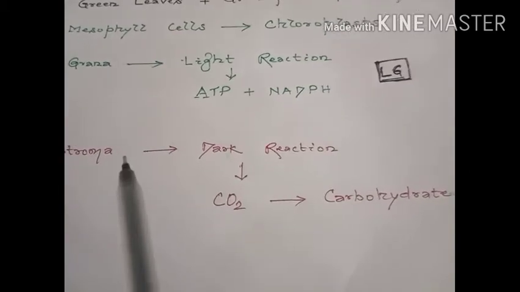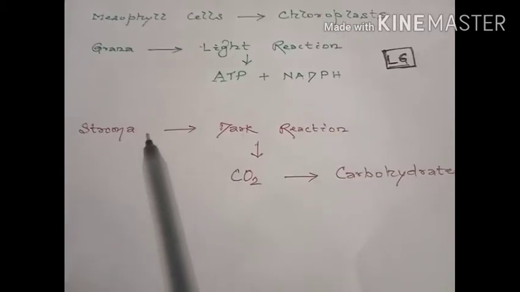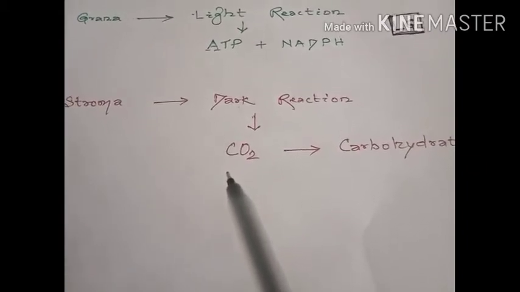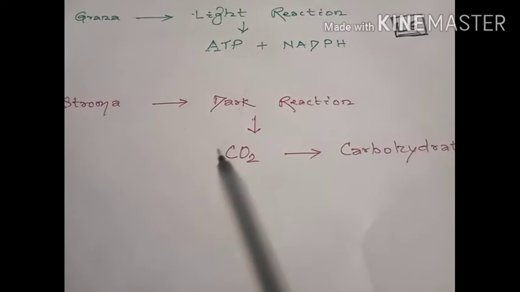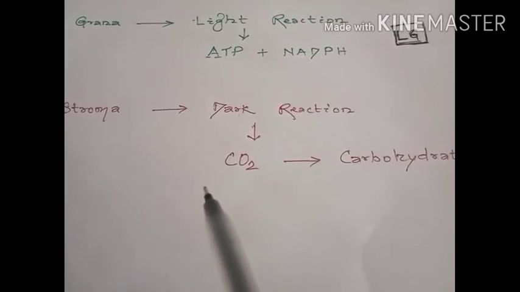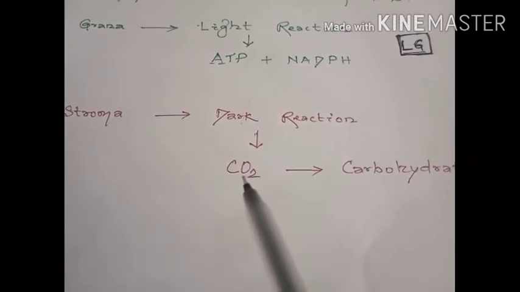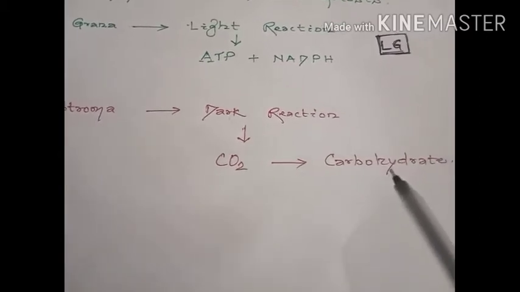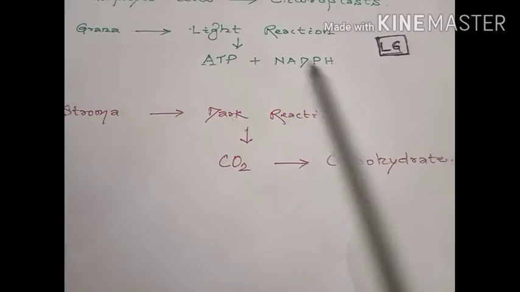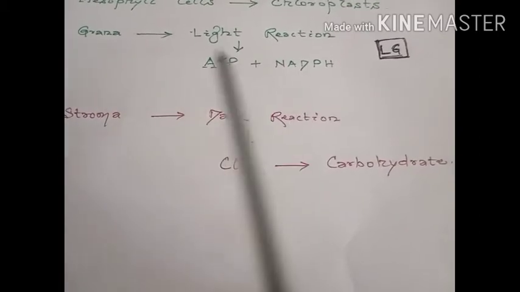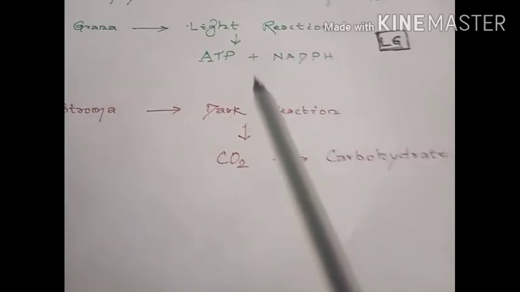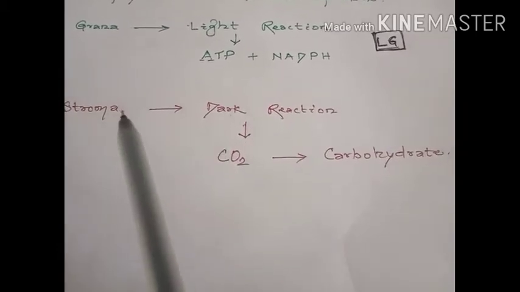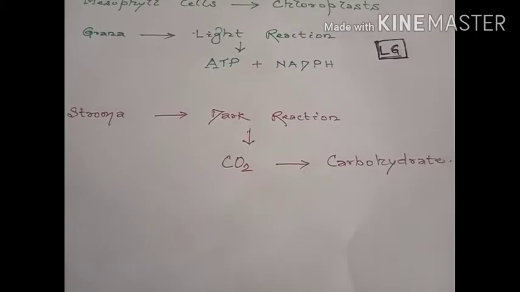Whereas the stroma, which is the matrix part, helps to convert the carbon dioxide. It helps to incorporate the carbon dioxide into the plant, and it helps in the synthesis or formation of carbohydrates. So the ATP and NADPH, which are formed during the light reaction, help to complete the reaction during the process which occurs within the stroma.